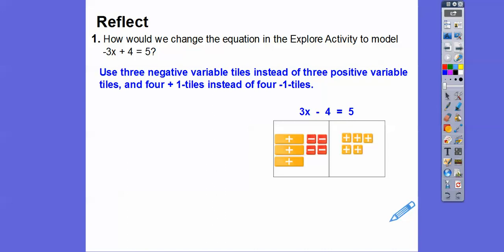Okay, so use 3 negative variable tiles instead of the 3 positive variable tiles, and 4 plus 1 tiles instead of the 4 minus 1 tiles. The right side still stays the same because it's still equal to 5 right there. So 5 plus 1 tiles.